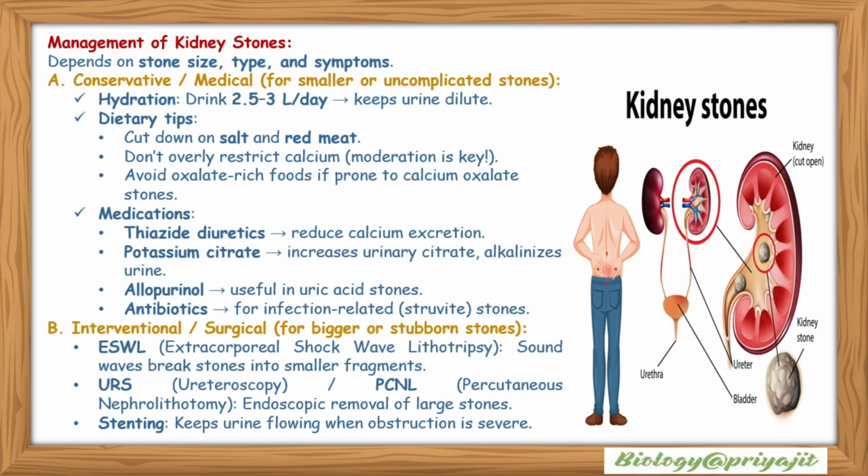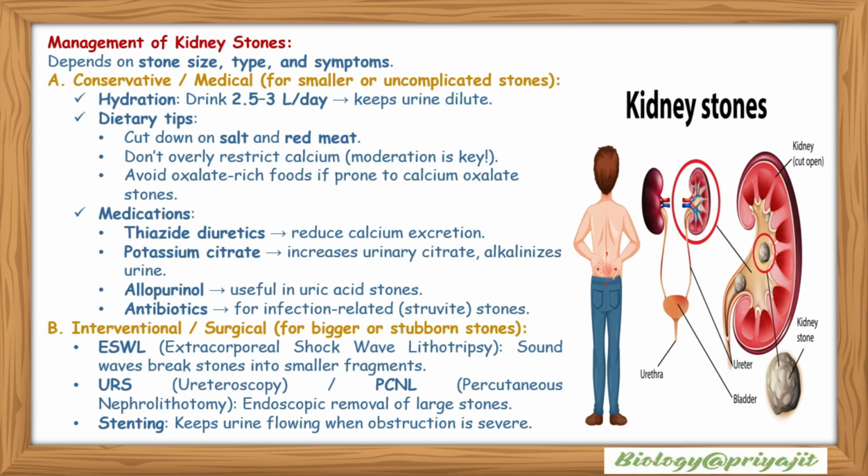Management of kidney stones depends on stone size, type and symptoms. Conservative, medical for smaller and uncomplicated stones. Hydration: drink 2.5 to 3 liters per day, which keeps urine dilute. Dietary tips: cut down on salt and red meat. Don't overly restrict calcium. Moderation is key. Avoid oxalate rich foods if prone to calcium oxalate stones.